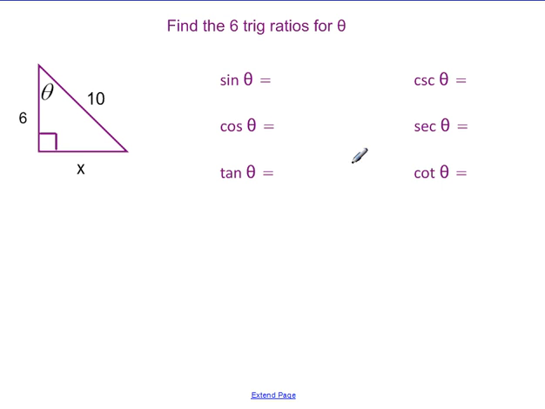So I'll go ahead now, try to see if you can find the 6 trig ratios for theta here. And I'll give you a hint. First thing you're probably going to need to do is figure out what x will equal there. Also, we do want to be good math students, so reduce the fractions if possible.